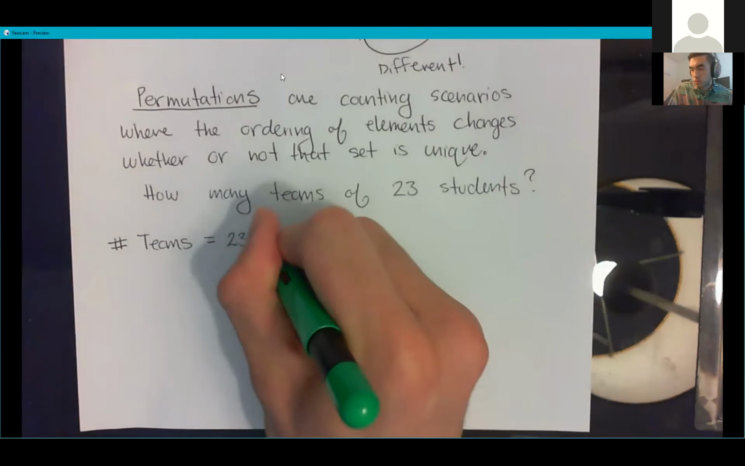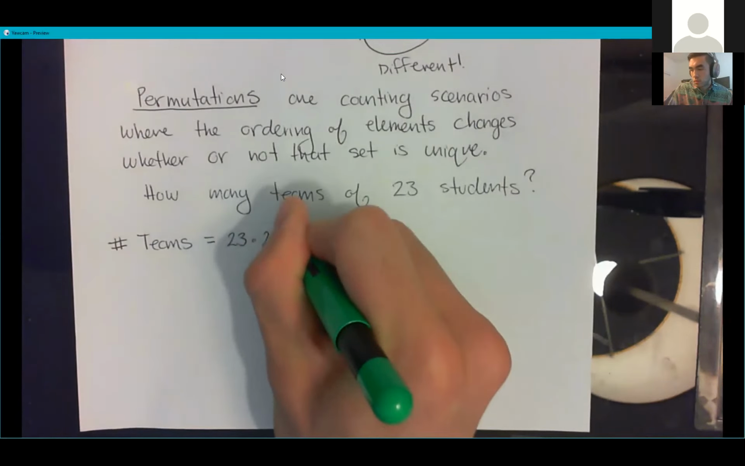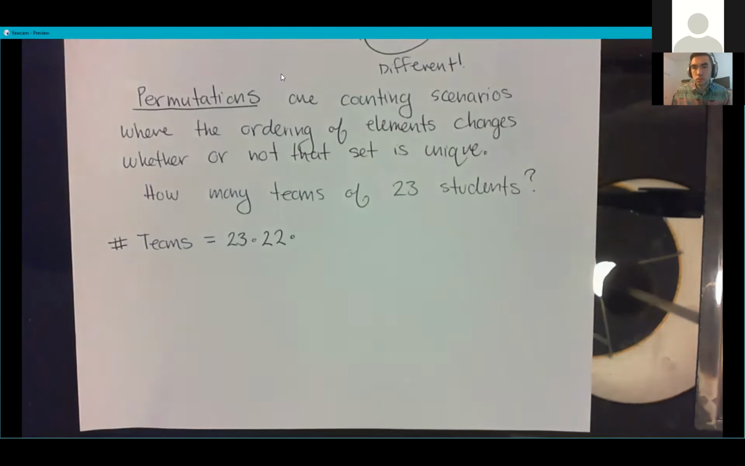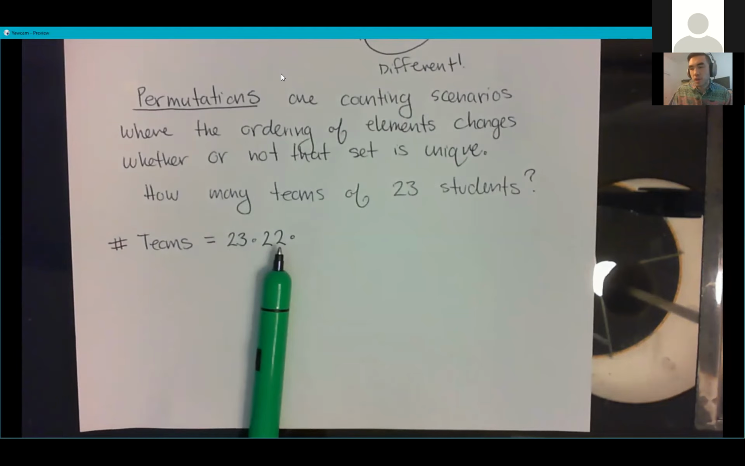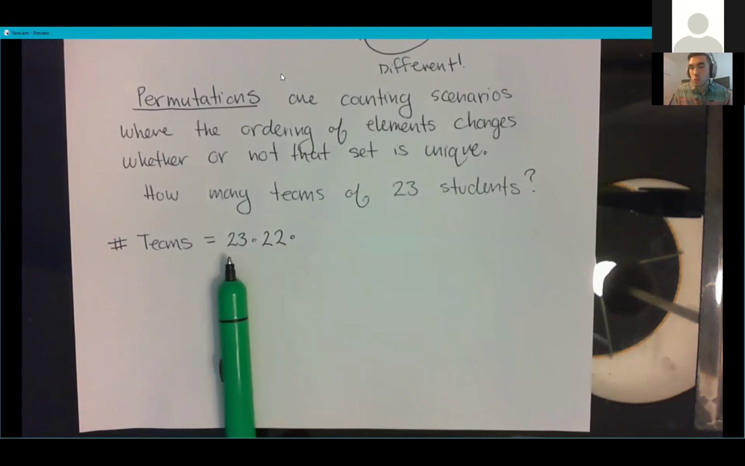Doesn't the same apply for the teams though? Like there's one person that's going to be a captain, so therefore can't be a researcher or a modeler. Correct. Yes. So when we choose the captain, there's 23 students in the bucket. I pick one captain, and now when it comes to choosing the researcher, I have 22 students who can be the researcher because one was already chosen as the captain.